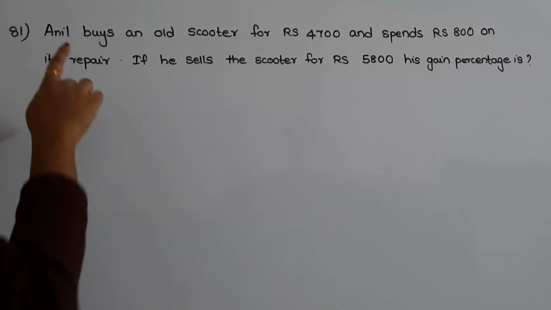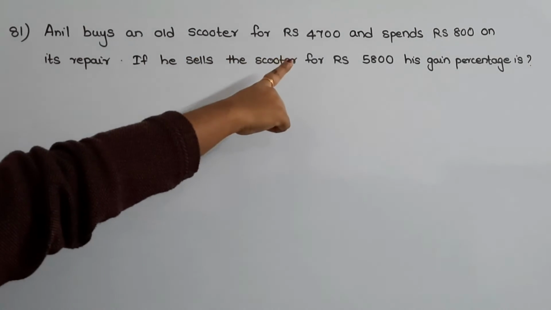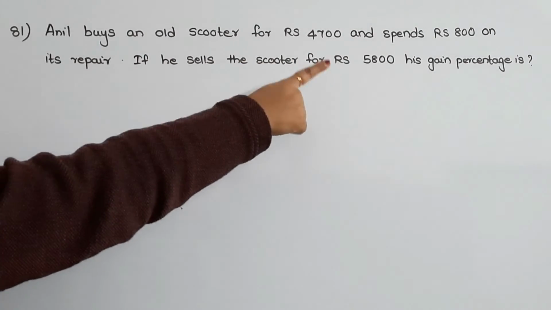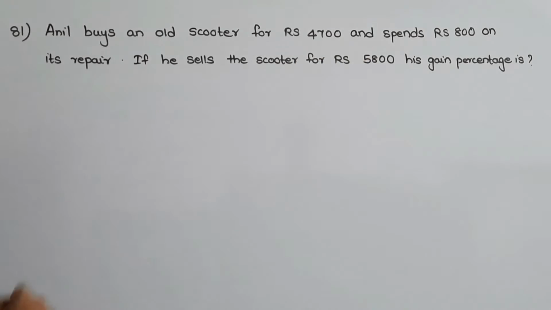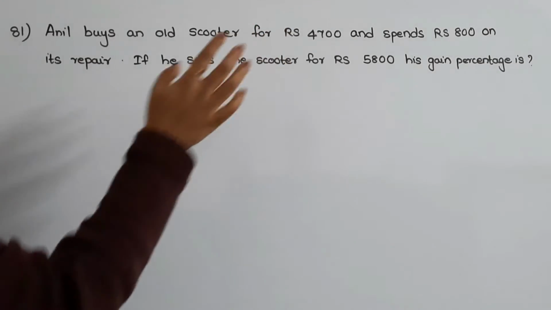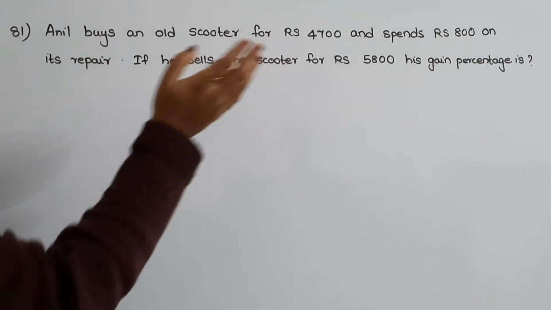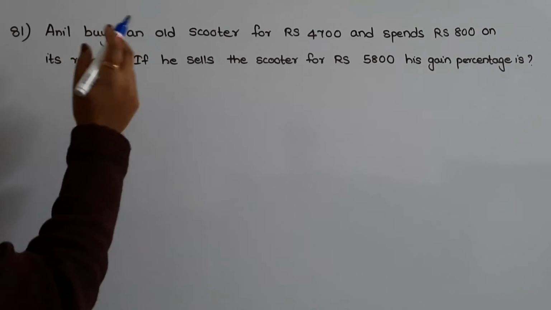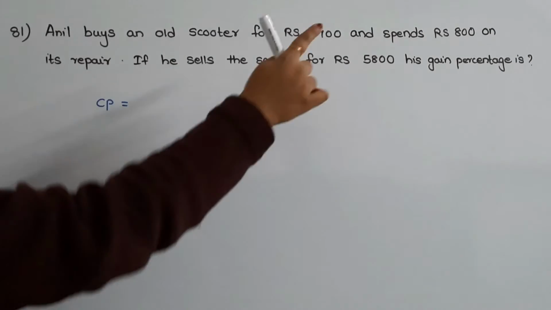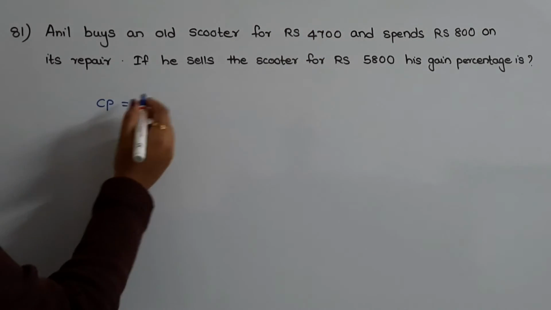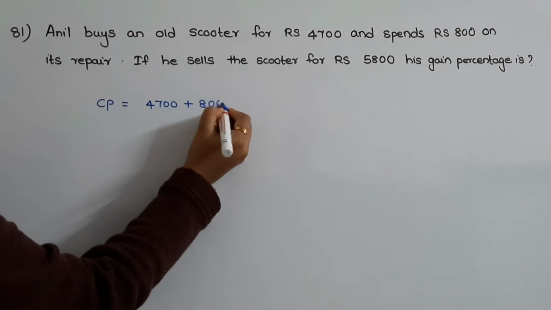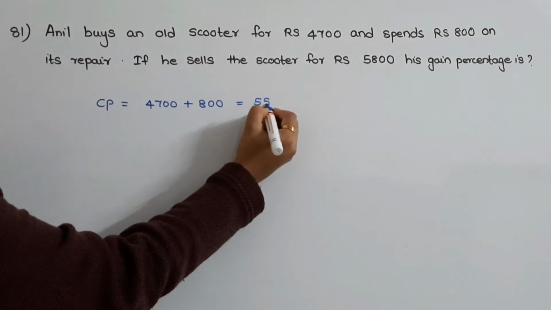The next question is, Anil buys an old scooter for rupees 4700 and spends rupees 800 on its repair. If he sells the scooter for rupees 5800, his gain percentage is? In this question they are telling that a person named Anil bought a scooter for rupees 4700 and spends rupees 800 for its repair. So the cost price of the scooter will be equal to 4700 plus the money spent on repair, that is 4700 plus 800, which is equal to 5500.